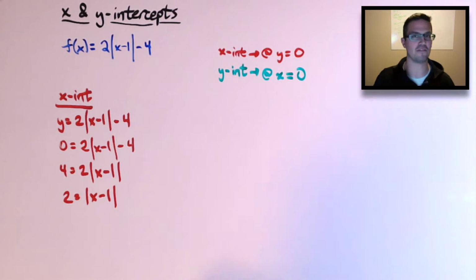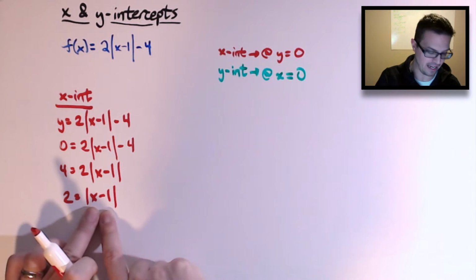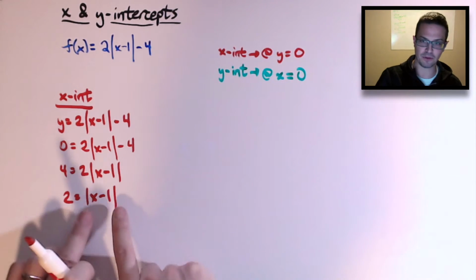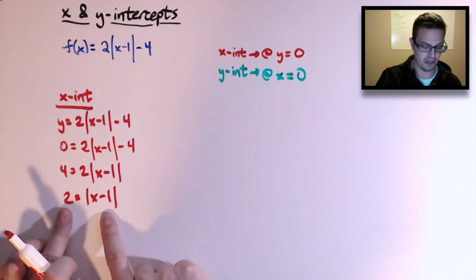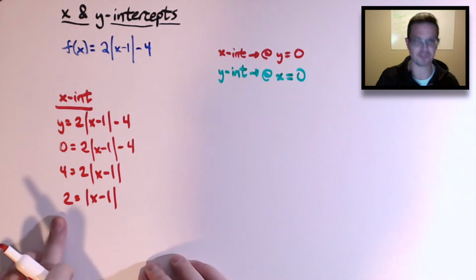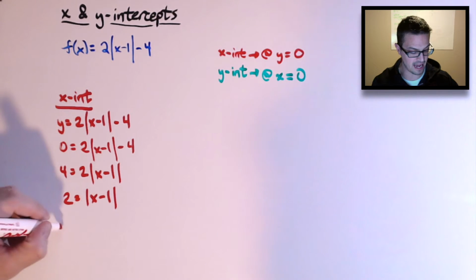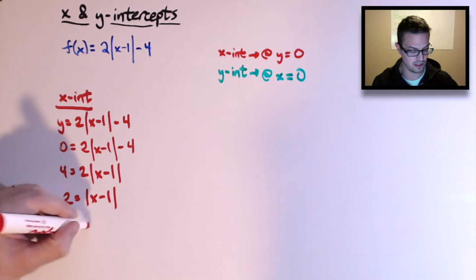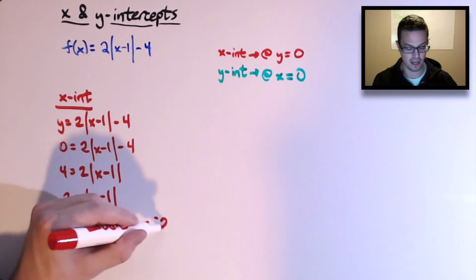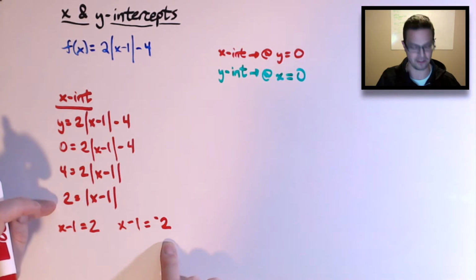Now if you remember how to solve absolute value problems, this x minus 1 can either be positive 2 or -2 in order for this to be true. If this was equal to -2 in here, the absolute value bars would make it positive, so it'd be equal to 2. If this x minus 1 was equal to 2, then the absolute value of that would be 2 as well. So I'm going to set up two equations: x minus 1 is equal to 2, and x minus 1 is equal to -2. Both of these will make this equation correct.